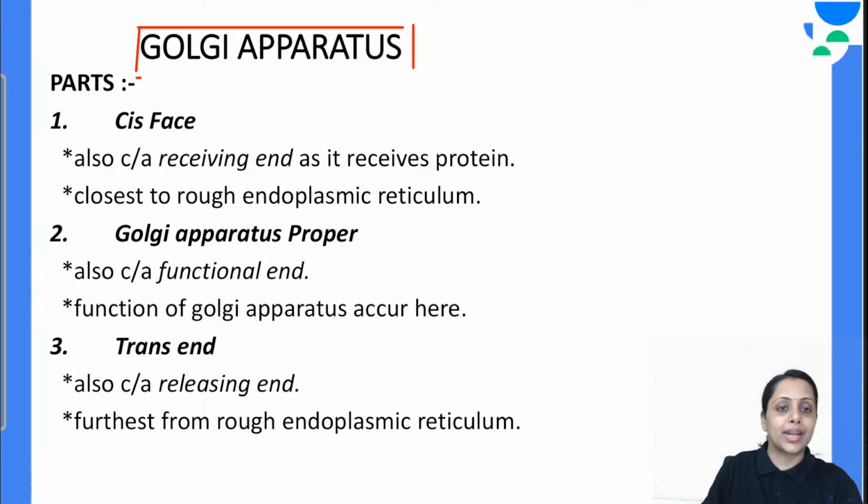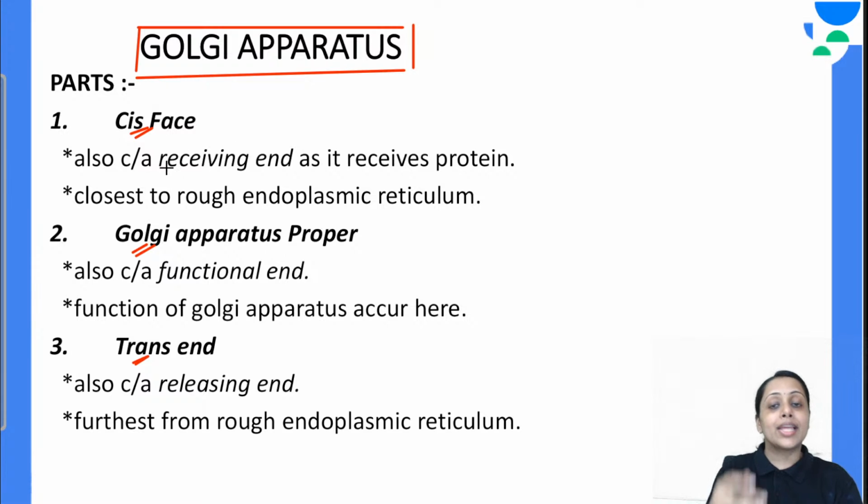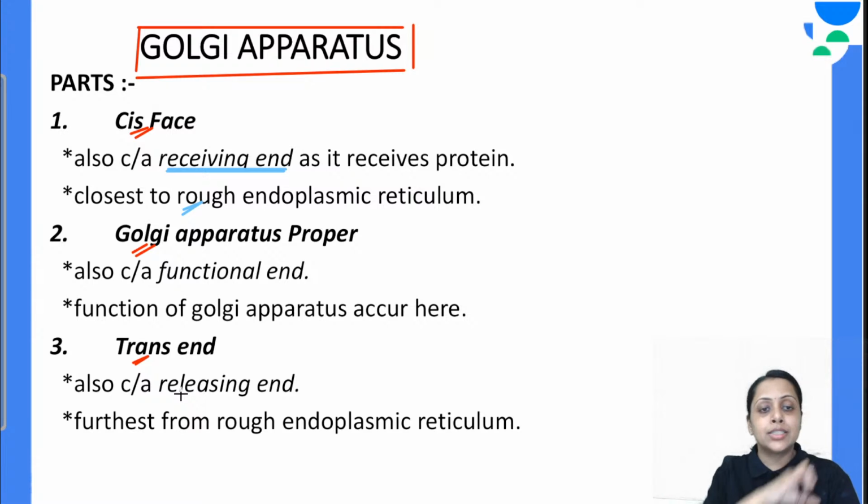This Golgi apparatus consists of three parts: cis face, trans face, and the Golgi apparatus proper. First is the cis face. It receives the proteins, that's why it is known as the receiving end. To receive the protein, it is closest to the rough endoplasmic reticulum. Next is the trans face. From there our glycosylated protein is released, that's why it is known as the releasing end, and that is farthest from the rough endoplasmic reticulum.